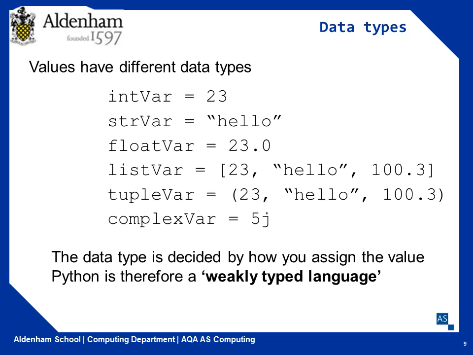Each variable in Python at a given point has a data type, and the type of data basically dictates how the programming language will react to it and what operations can be performed on it. Here's some examples of different types of data. You've got an integer here, or a whole number, a string, or a bit of text. Here you've got a floating point value, or a decimal number as you might understand it.